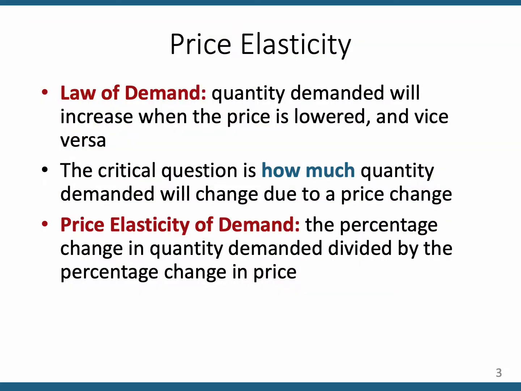Again, the law of demand tells us that if the price is increased, the quantity demanded by buyers goes down. But how much does the quantity demanded by buyers go down? The price elasticity of demand is a measurement of that responsiveness of buyers to a price change. In general, elasticity is the responsiveness of one variable to a change in another. In this case, the two variables are the price of the product and the quantity demanded by buyers.